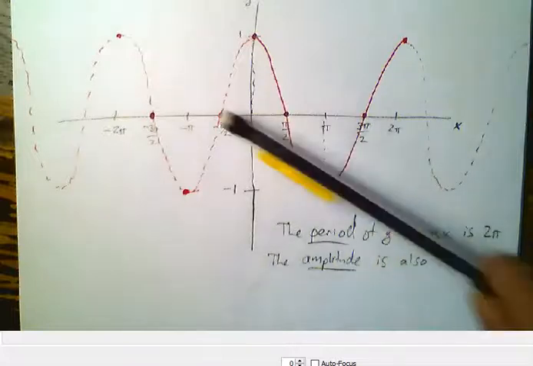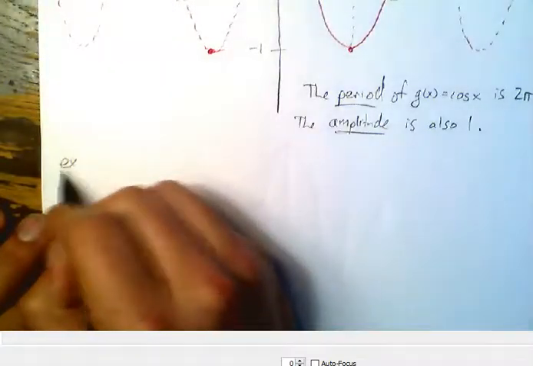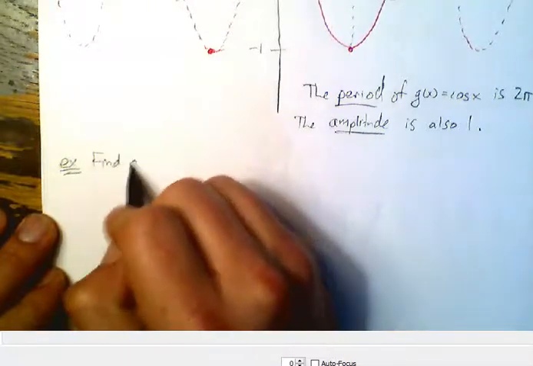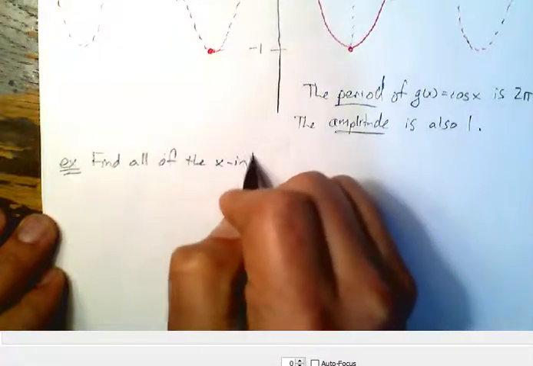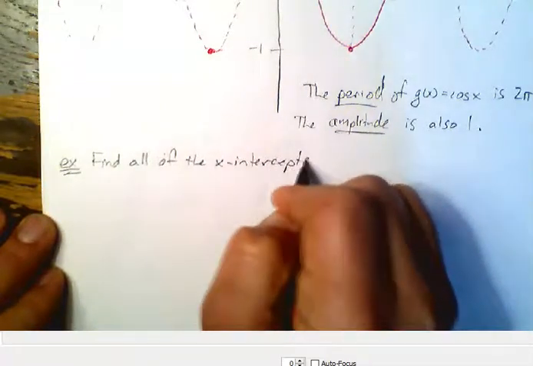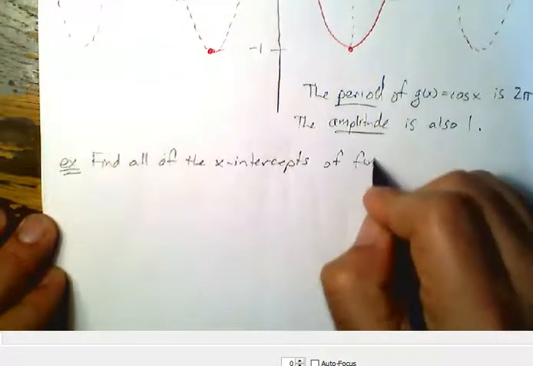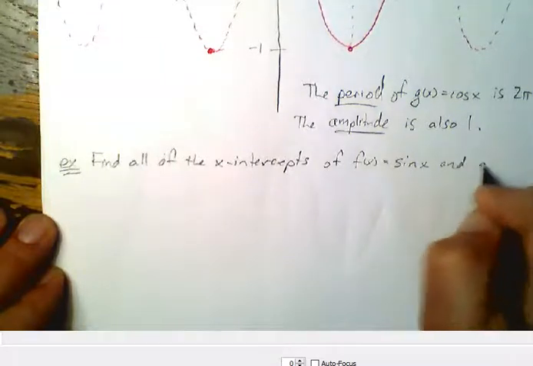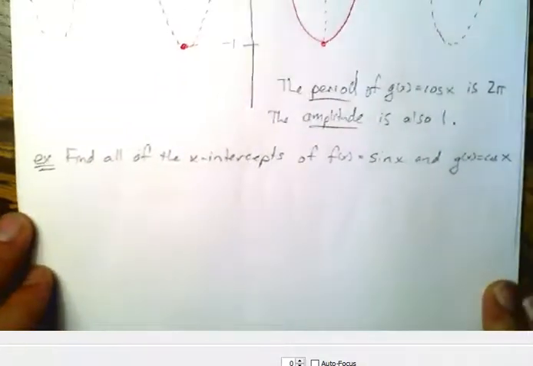We can also see information about the intercepts of each of these things, right? So let's do an example. Find all of the x-intercepts of f of x equals sine x and g of x equals cosine x. Okay.